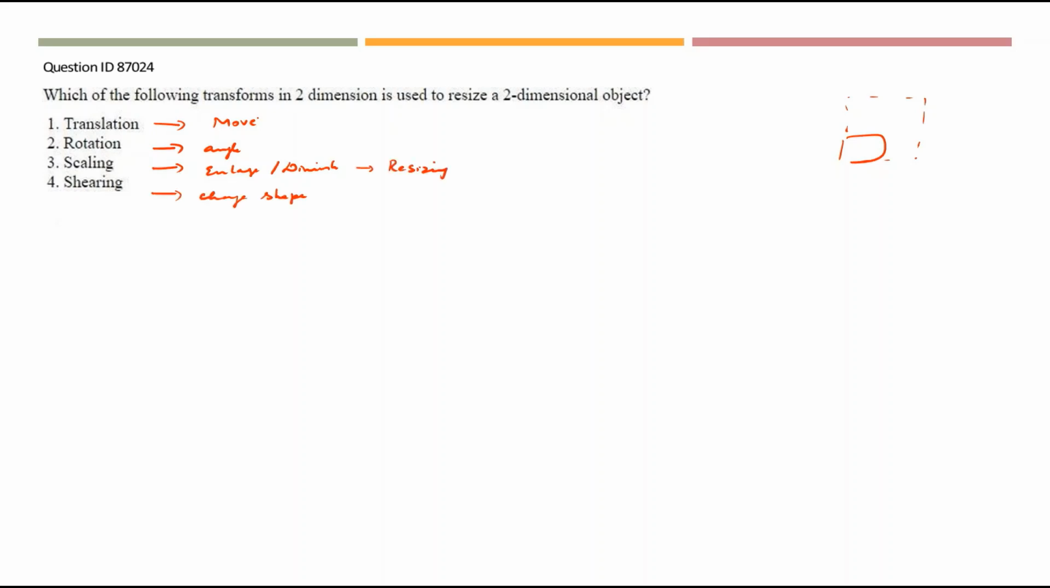Shearing means to change the shape and size of the object along the x-axis and y-axis. If it is a rectangle, it may change to a parallelogram. So this is shearing. But when a rectangle is just enlarged as a big rectangle, or when a square is just diminished to a small square, then it is resizing. The transformation that is used to resize a 2D object will be option number 3, scaling.